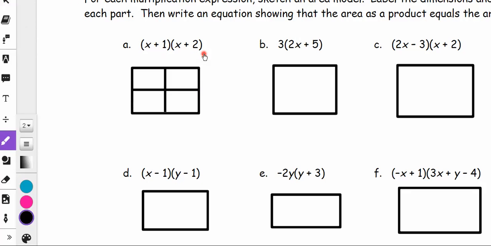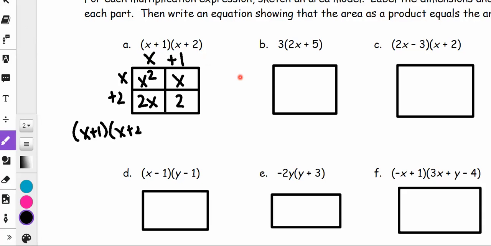And so I am going to have an x and a plus 1 and an x and a plus 2, and then I'm going to multiply. This top row is going to be x times both of these. The bottom row is going to be 2 times both of these. So I'm going to get an x times x, which is an x squared, x times 1, which is x, 2 times x, which is 2x, 2 times 1, which is 2. And then my answer is going to be x plus 1 times x plus 2 is equal to x squared plus 3x plus 2.